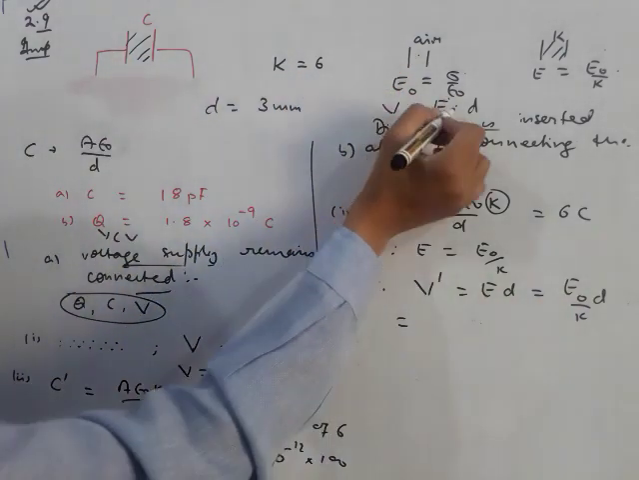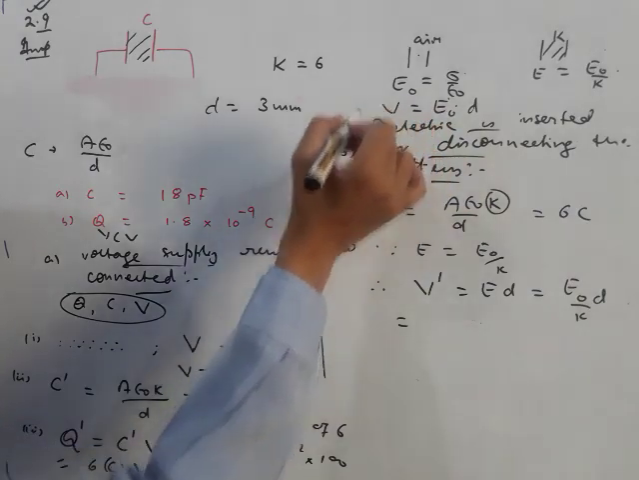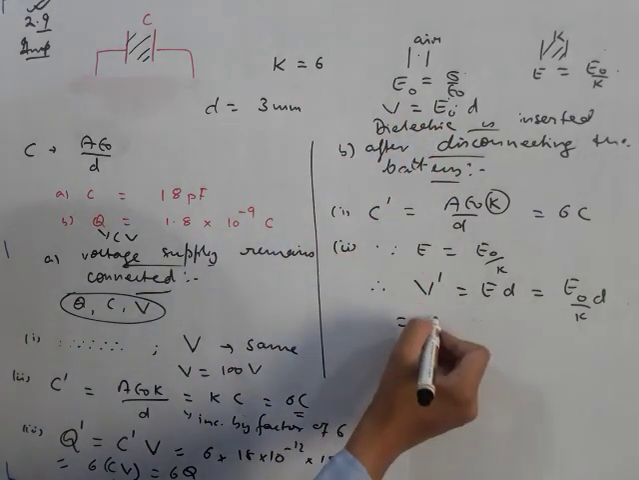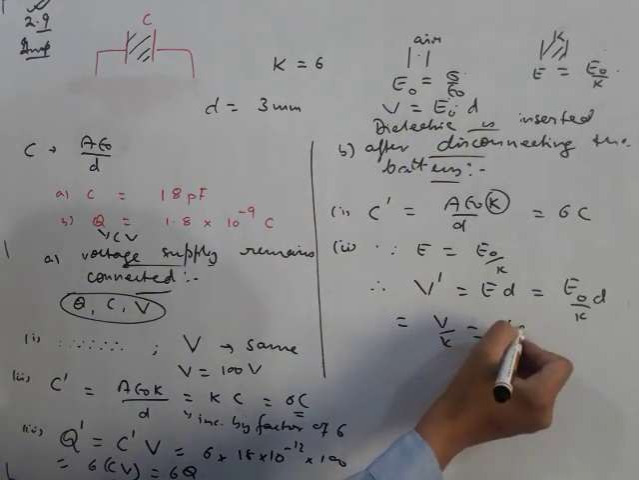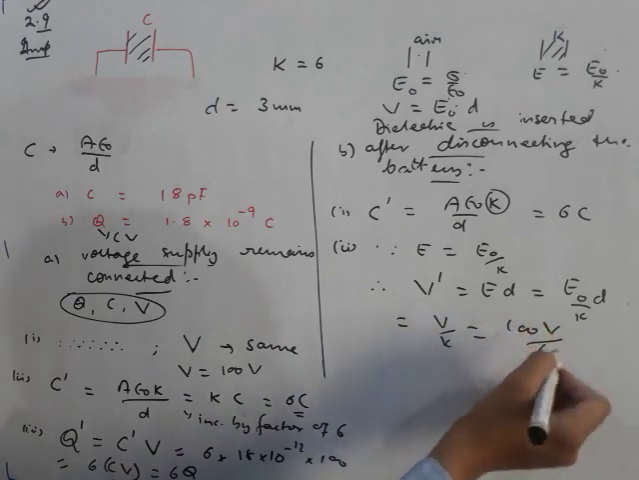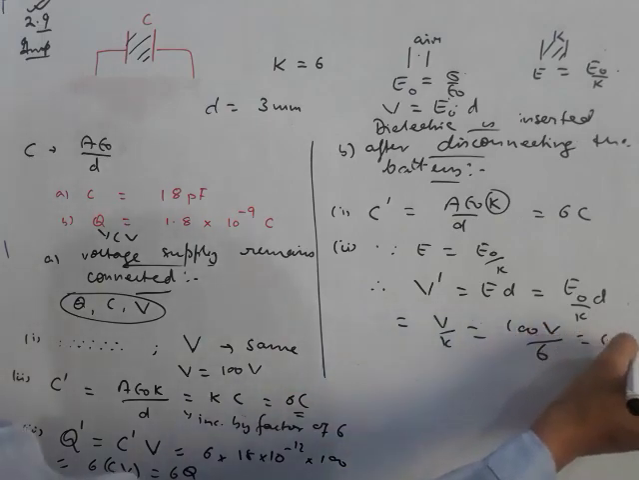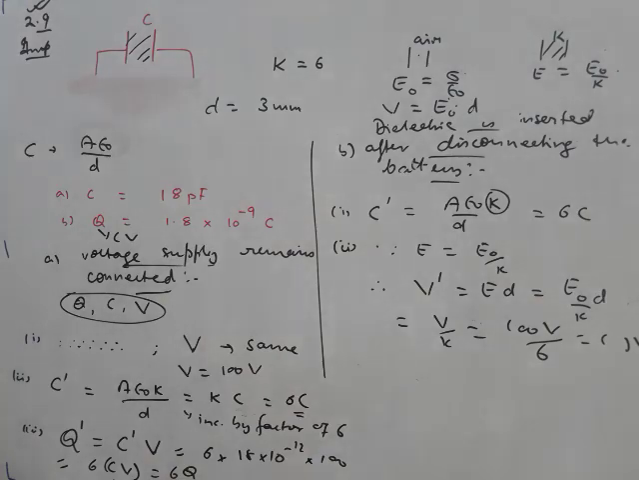So E naught into D is your potential difference initial, that is V upon K. V was how much? 100 volt, and K is how much? 6. 100 by 6, you can calculate that much volt. I am repeating this answer.